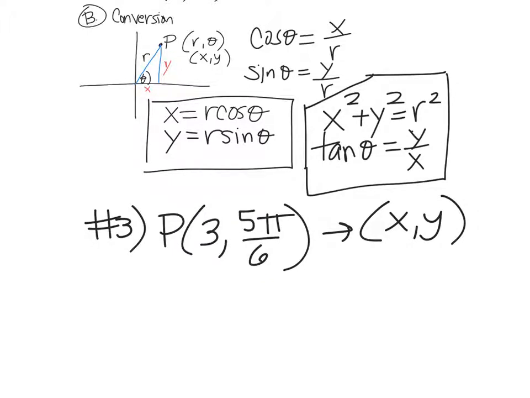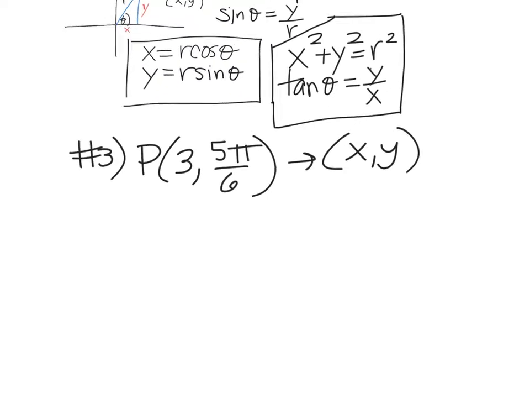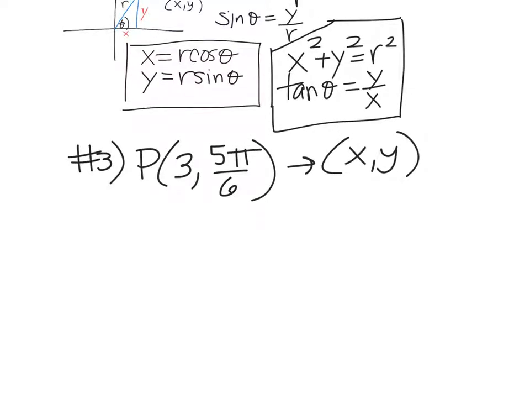If I told you to graph 3, 5 pi over 6, you'd say that's hard to do. I want to see what x and y are instead. This is what you would do. I gave you formulas that you need to know. If you forget them, draw a picture and do it that way. So I need to find out what x equals and what y is. I told you that x equals r cosine theta, so 3 times cosine 5 pi over 6.